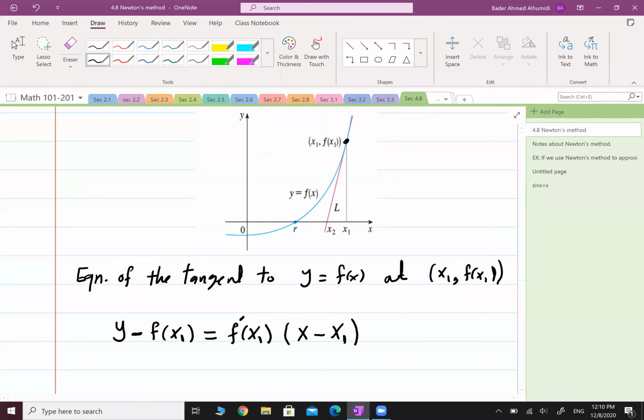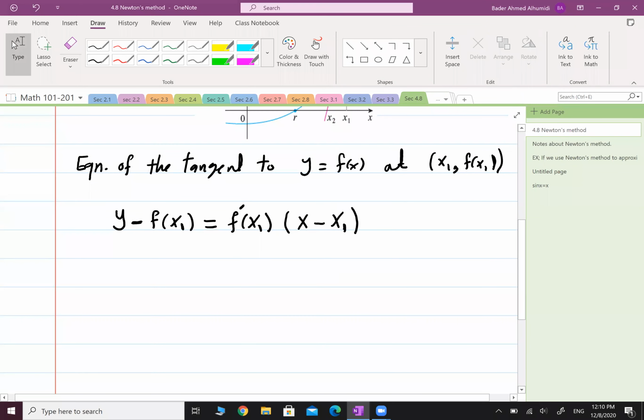Then we will find the x-intercept of that tangent. We will call it x2. What is the x-intercept? X-intercept implies y equal to what? 0. And this will give us the following.